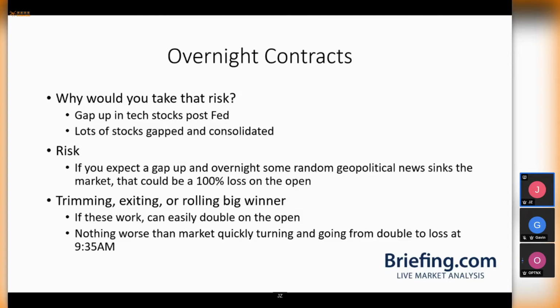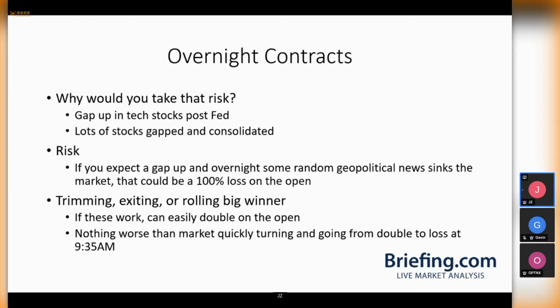But if it moves against you, you could be looking at 100% losses. And when I do it, I definitely think it makes sense to trim or exit or roll sooner rather than later out of the gate, because if the market gaps up real quick and then it has a quick fade, it really stings and just doesn't get your day off to a good start. If you have a double go to a loss at 9:35 in the morning, that just does not feel good.